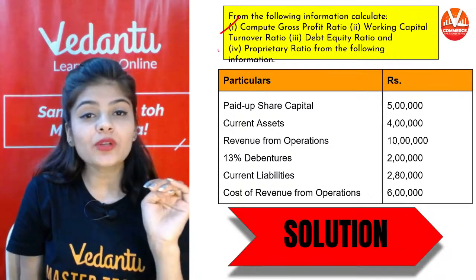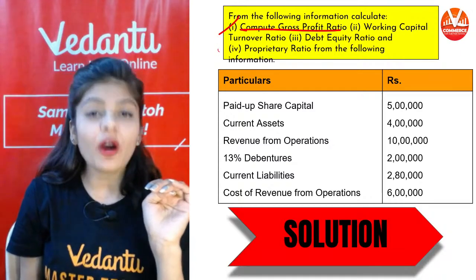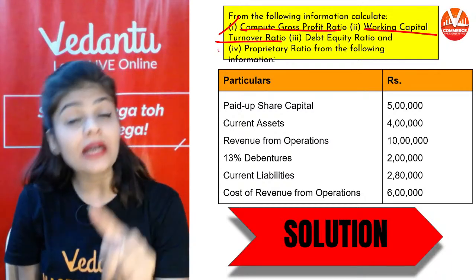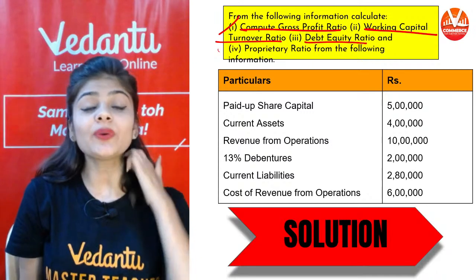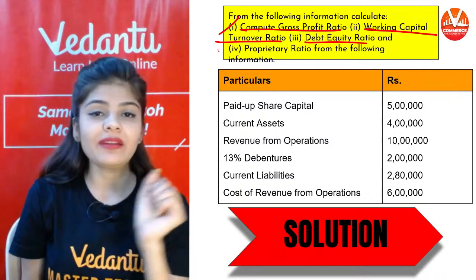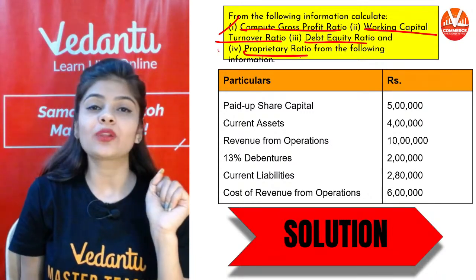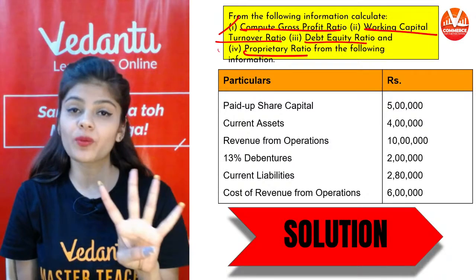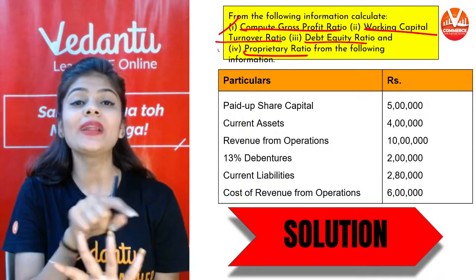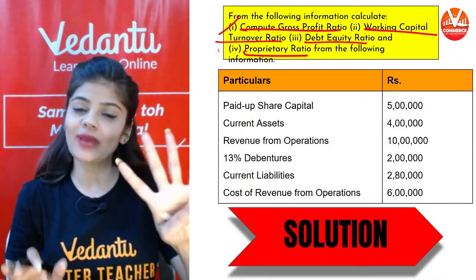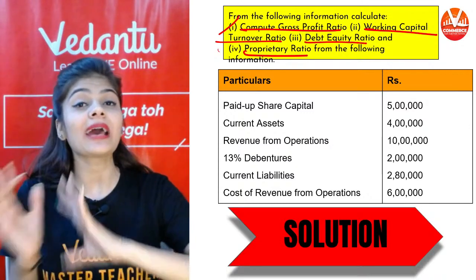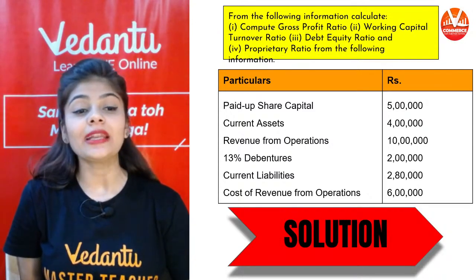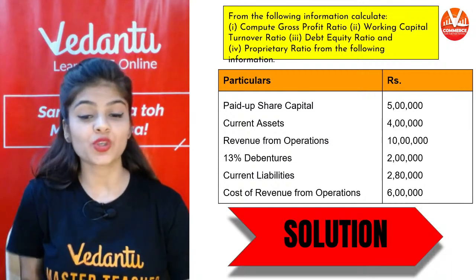You have to calculate gross profit ratio. You have to calculate working capital turnover ratio. You have to calculate debt equity ratio. And you have to calculate proprietary ratio. So this question will come for 4 marks and every ratio will have 1 mark. आपको 4 ratio calculate करनी है और ये question कितने नंबर का है? 4 नंबर का.